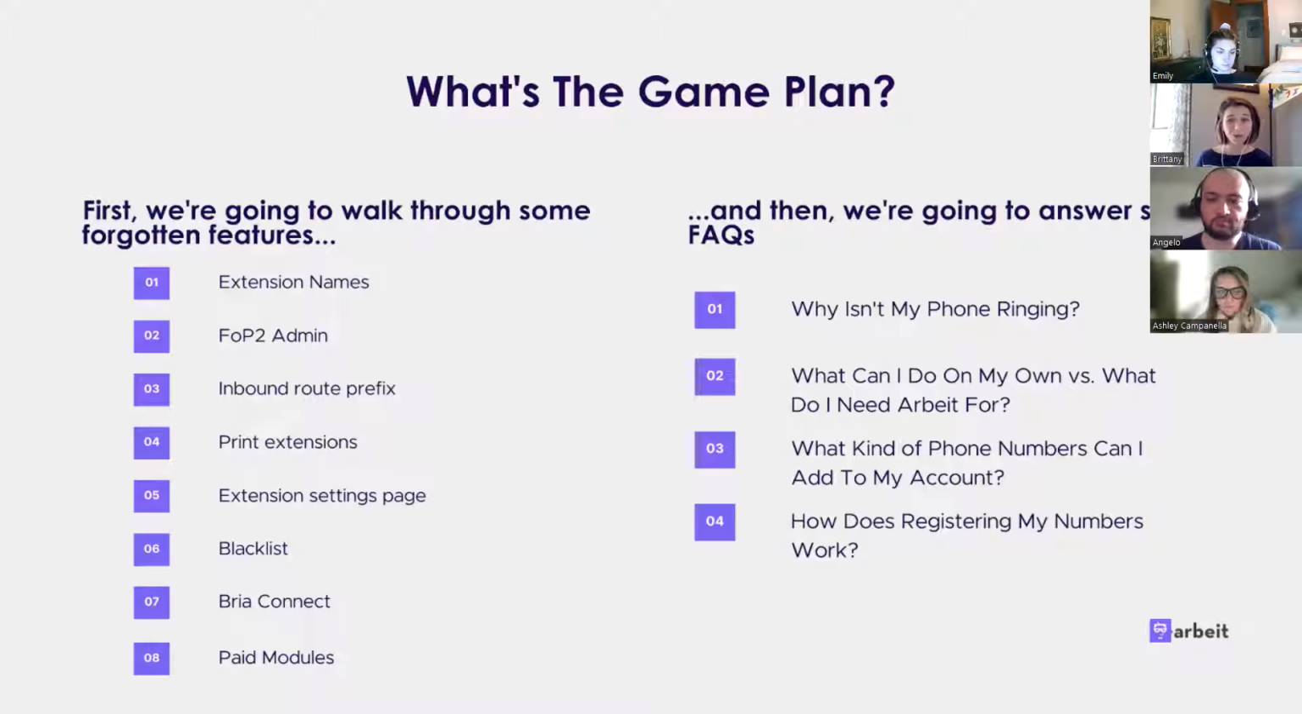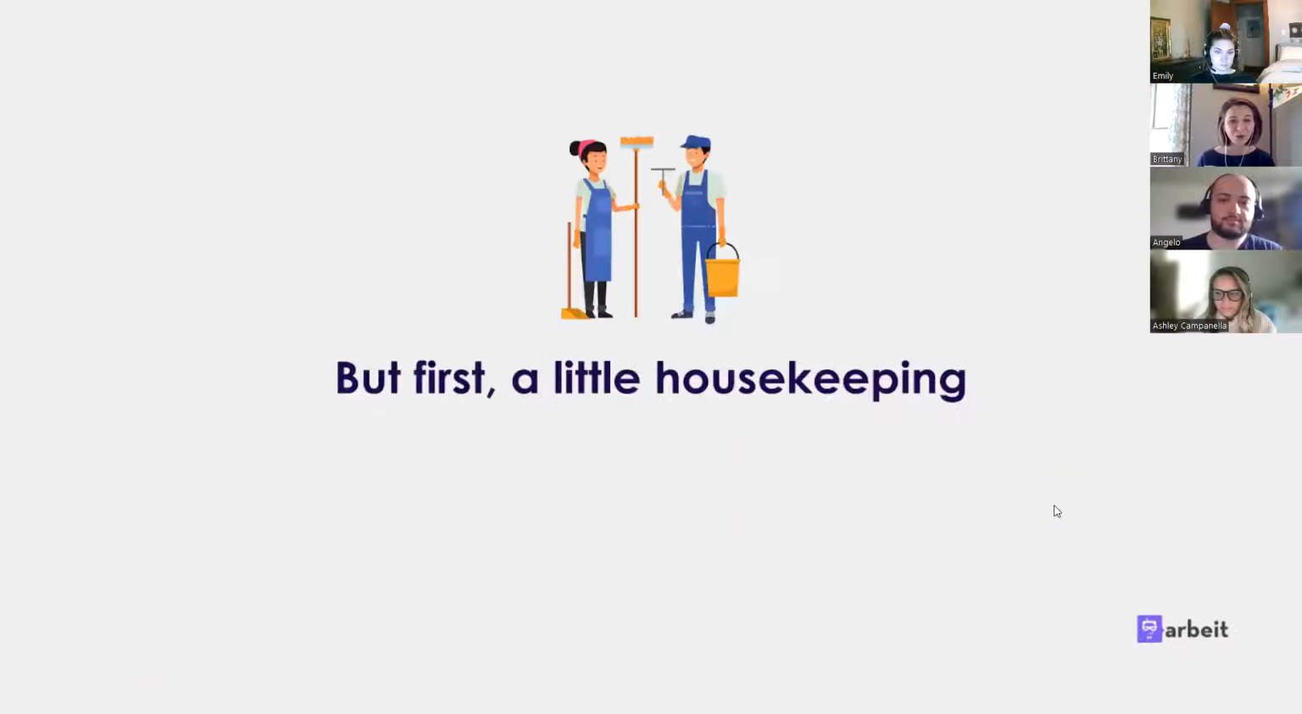The topics that we're going to go over today are the extension names, FAQP2 admin, inbound route prefix, print extensions, extension settings page, blacklist, Bria Connect, and paid modules. And then we have Angelo here from support, which we're really excited about, and he's going to go over some frequently asked questions that he sees come up a lot in his day-to-day, and we'll go from there. So let's go over some housekeeping first.